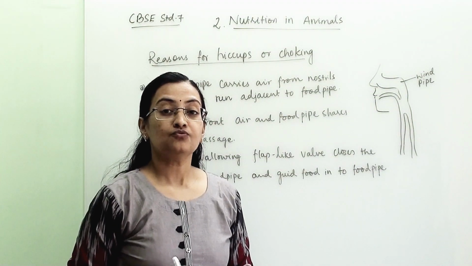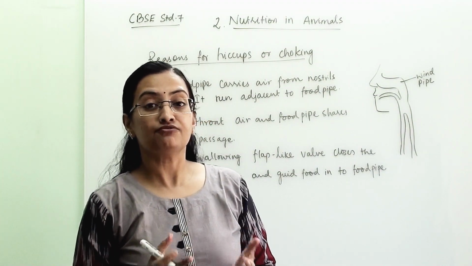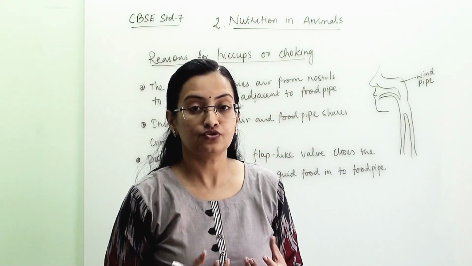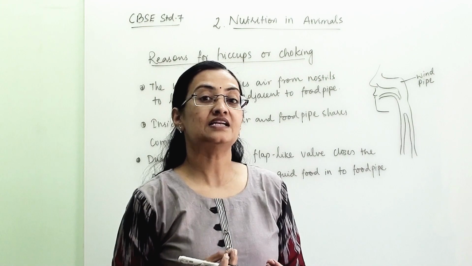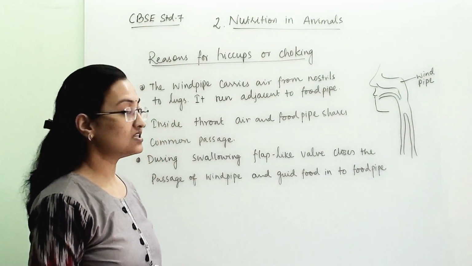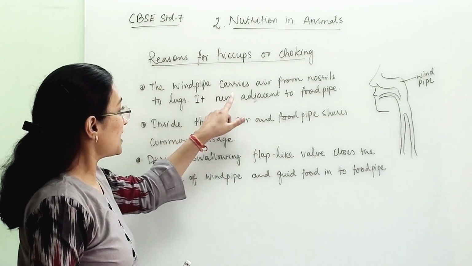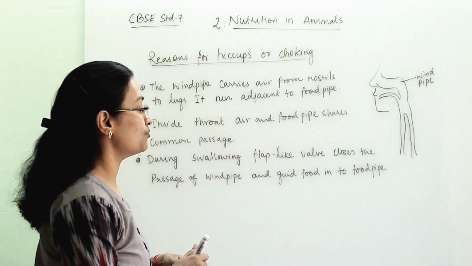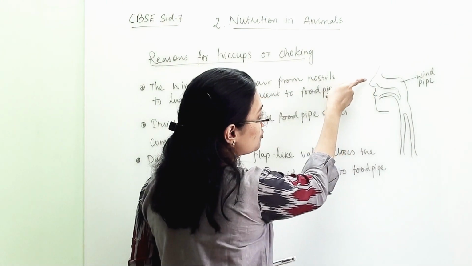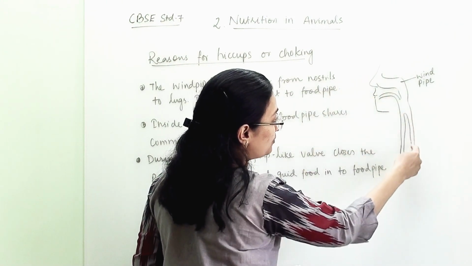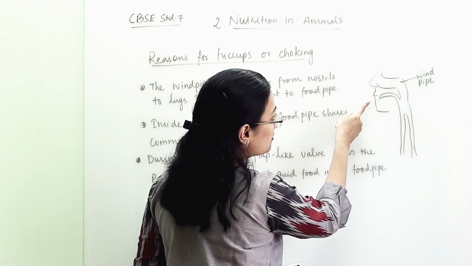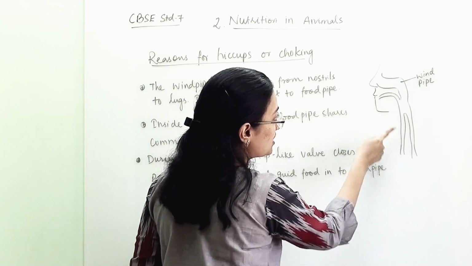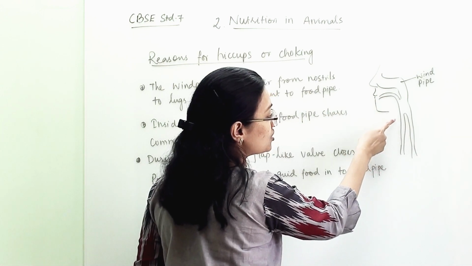Now sometimes when we are eating food, we may feel choking or we may have hiccups or we may cough because food particles enter the windpipe. Now what are the reasons for that? The windpipe carries air from the nostrils to the lungs. It runs adjacent to the food pipe. As we can see here, from the nostrils air will go into the windpipe. This is the windpipe. And from the mouth, the food pipe, the esophagus, goes to the stomach. They share a common passage in the throat.